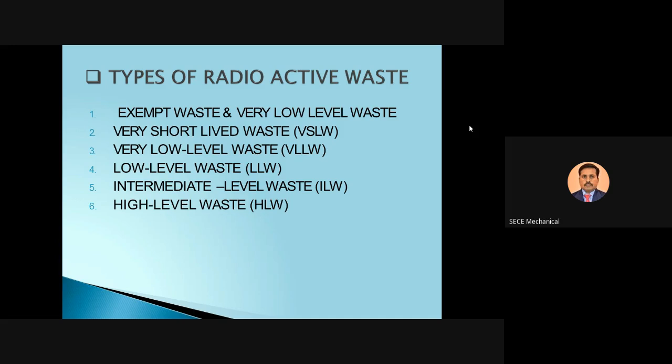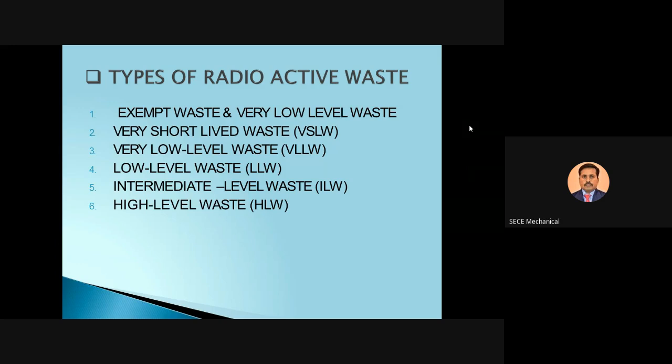The amount of radioactive material waste is very minimum. That is called very low level waste and low level waste. If it is a little bit higher than very low level, that comes under low level waste, LLW. Then intermediate level waste. If heat also comes out along with radioactive material, that comes under intermediate level waste, ILW. Then the higher one, highly radioactive material, comes under the category of high level waste, HLW.